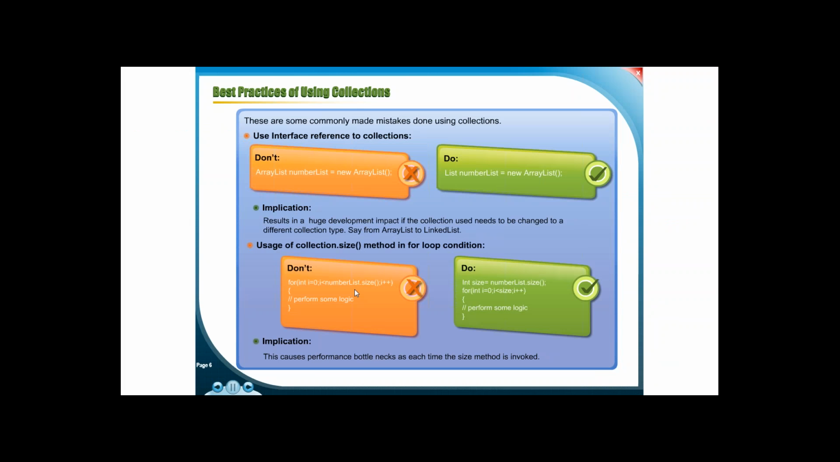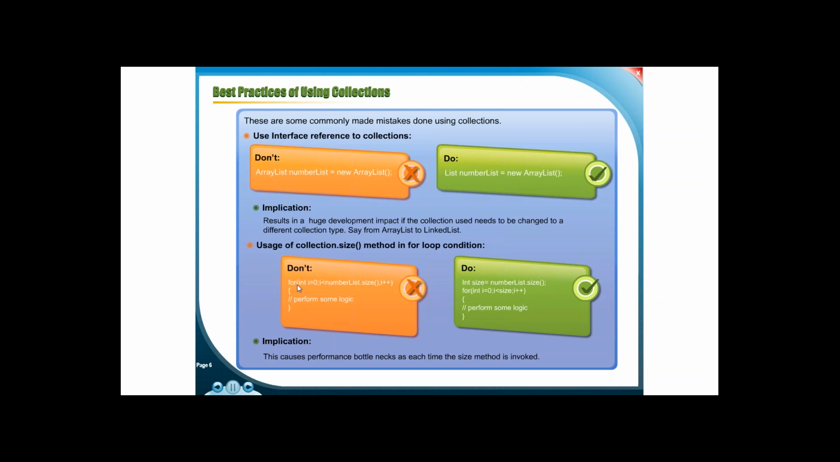Here are the best practices that can be adopted with Java collections. These are commonly made mistakes when using collections. Use interface references for collections. Here you can see an ArrayList object is being created: ArrayList numberList equals new ArrayList. Don't go for this kind of declaration. Instead go for the polymorphic representation: List numberList equals new ArrayList.